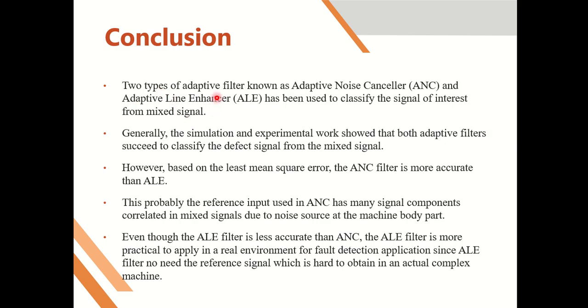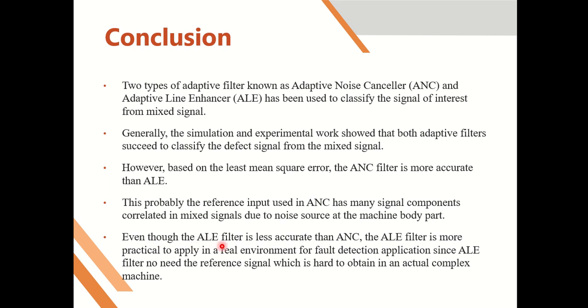Conclusions: two types of additive filter, ANC and ALE, have been used to classify the signal of interest from mixed signals. So generally, the simulation and experimental work show that both additive filters succeed in classifying the defect signal from the mixed signal. However, based on the least mean square error, the ANC filter is more accurate than ALE in experimental work. So this is probably because the reference input used in ANC has many signal components correlated in the mixed signal due to the noise source at the machine body bar.